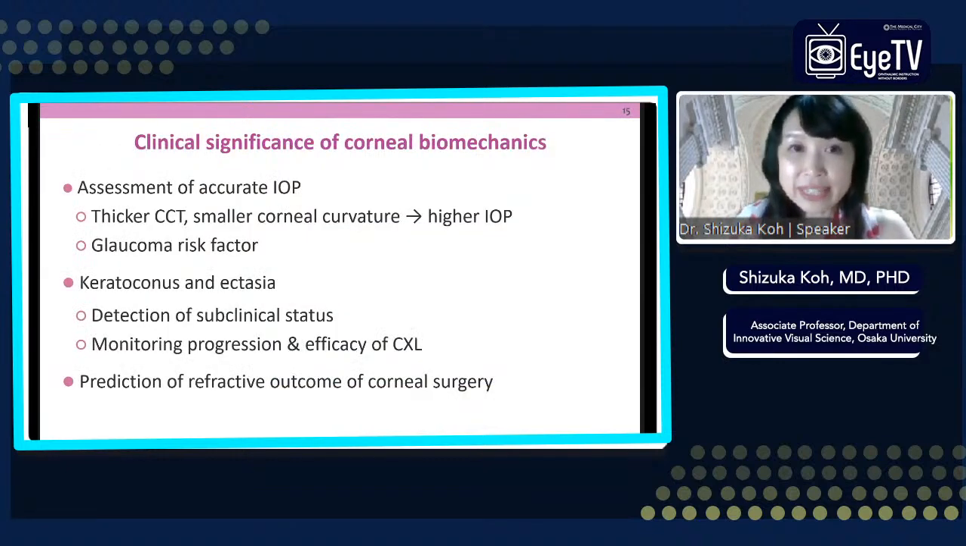As clinical significance of corneal biomechanics, I can mention the following things. Assessment of accurate IOP is helpful for consideration of glaucoma risk factor. Regarding keratoconus and ectasia, it is useful to detect subclinical status and to monitor progression and efficacy of corneal cross-linking.